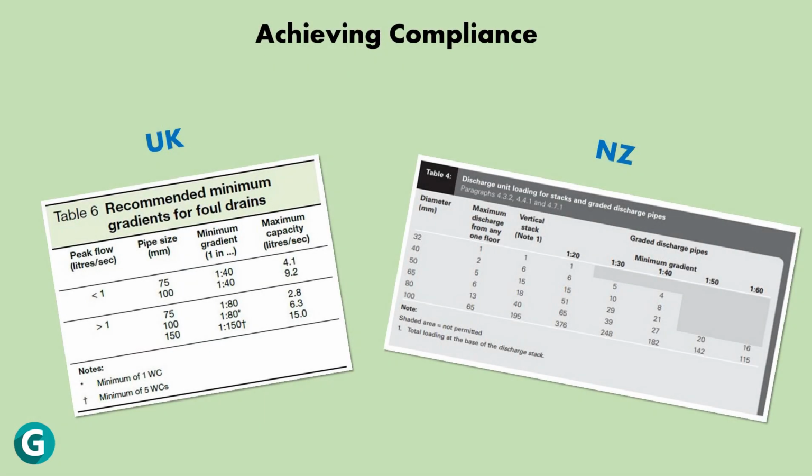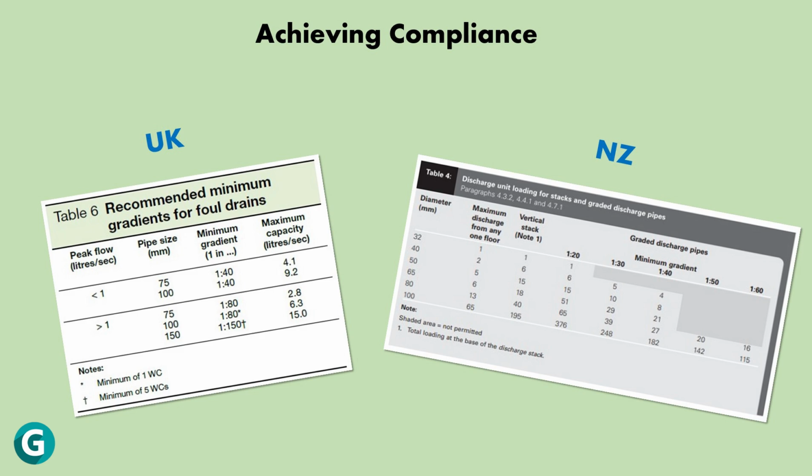So what do we refer to to obtain the correct gradient and falls? To achieve compliance with the Building Regulations 2010 in the UK, the approved document H, titled Drainage and Waste Disposal, was published. In New Zealand, under the New Zealand Building Code, compliance is met by following clause G13, foul drainage. In front of you are snippets taken from approved documents from the UK and New Zealand. If you now look closely, you will be able to see minimum gradients based on different pipe sizes.